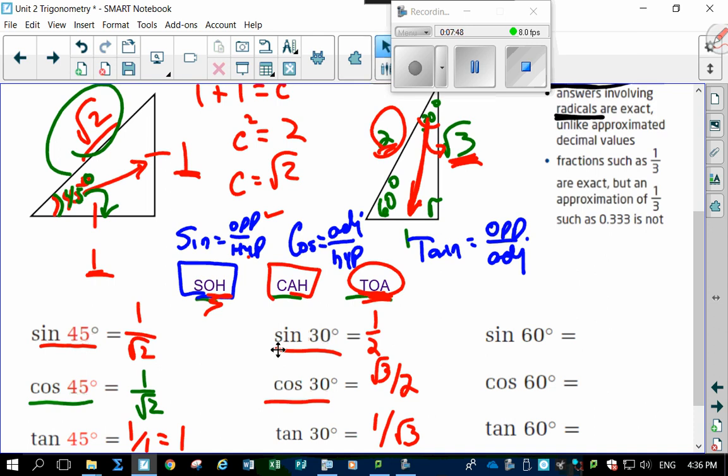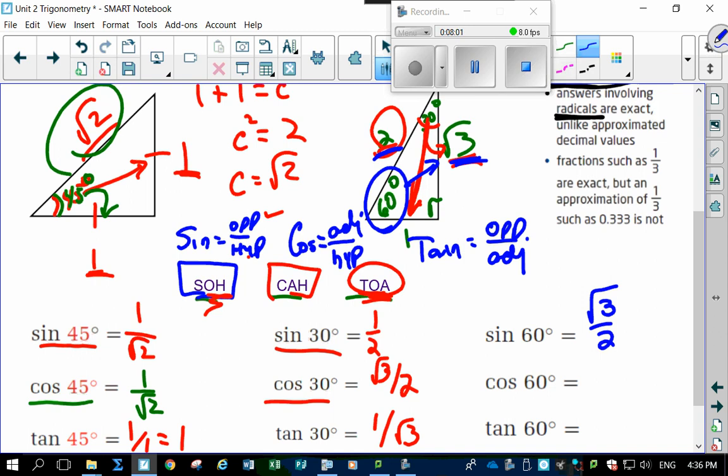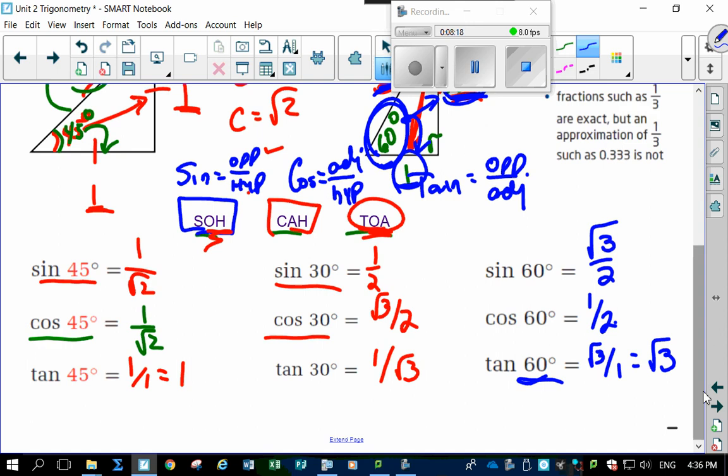Do the same thing now to the 60. Sine of 60. There's 60 degrees. Opposite is root 3. Hypotenuse is still 2. Root 3 over 2. Cosine of 60 degrees is adjacent, which is 1, over hypotenuse. That's 1/2. And tangent of 60 would be opposite over adjacent, which would be root 3 over 1, or just plain old root 3. That's how all of this works.